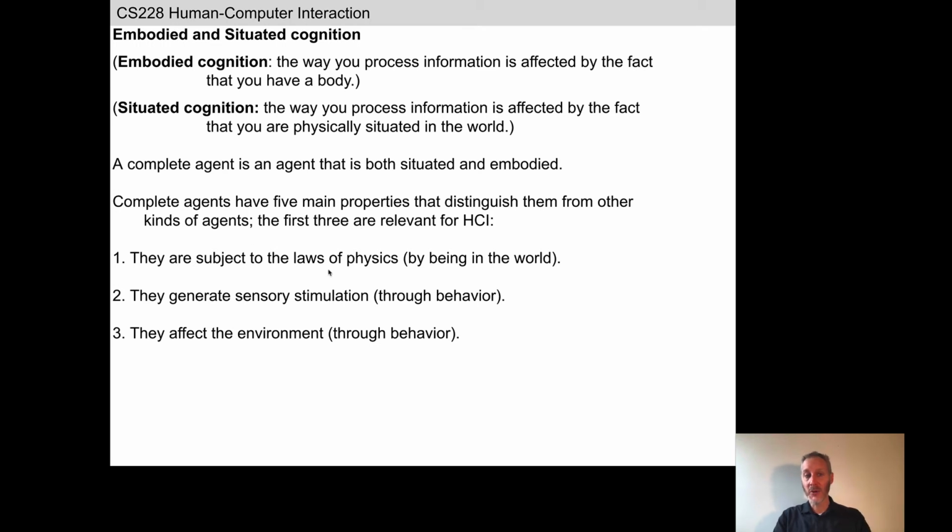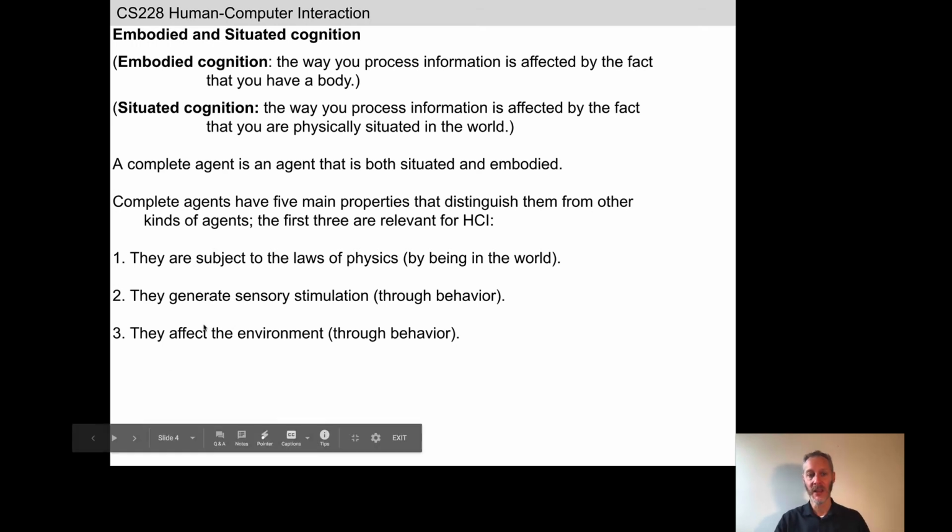The first and most obvious property of a complete agent is that it's subject to the laws of physics. It has a body, and physics is acting on that body. Non-embodied devices like desktops and laptops are obviously embedded in physical objects, and those objects themselves are subject to the laws of physics. But those non-complete agents, those non-embodied agents, can't do anything with that information. Complete agents generate sensory stimulation rather than passively receive it. They generate sensory stimulation through behavior.